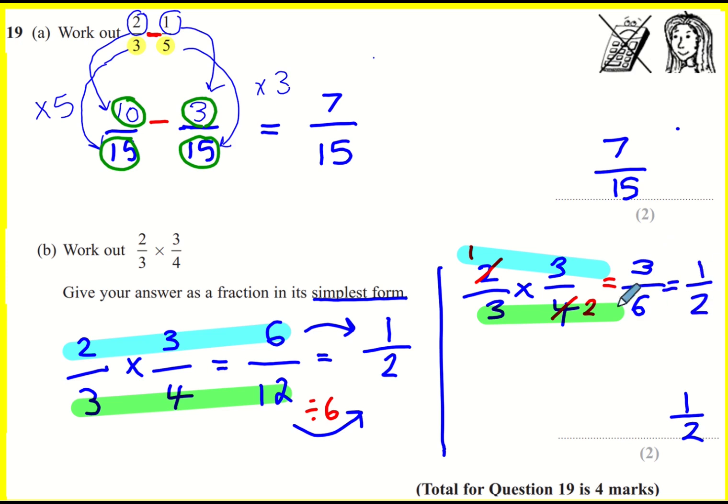The other thing you could have done is as follows. Just realised you could have cancelled common factors the other way as well. So you could have cancelled this to be 1 and this to be 2. You could also have cancelled this and this. And look, it just pops out 1 over 2.